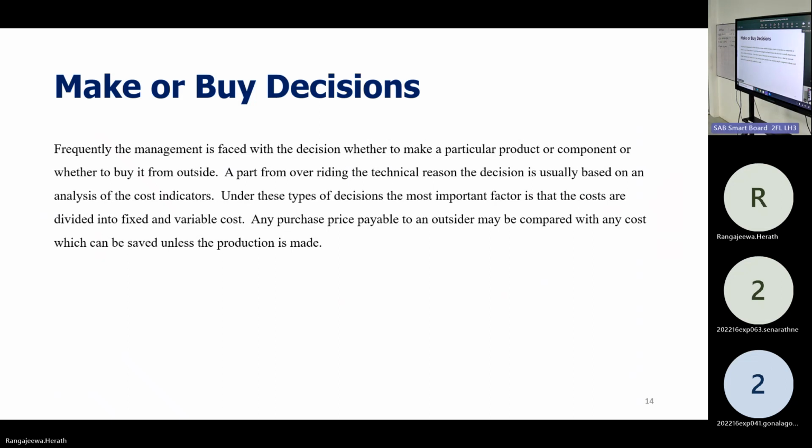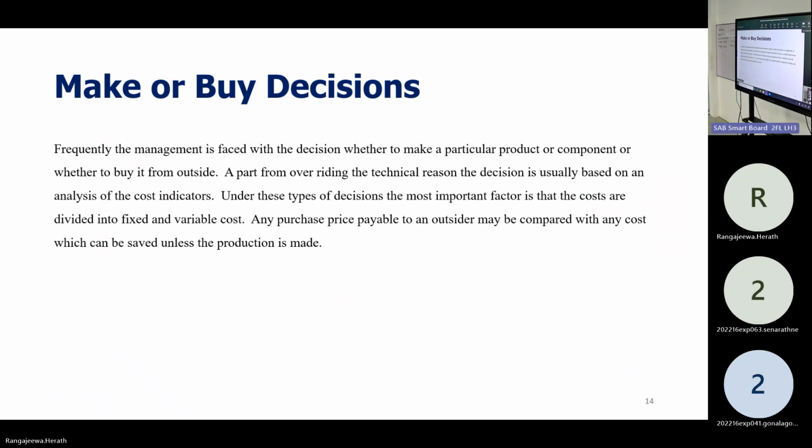Normally you have to consider the variable cost of making and the external purchase price. But in addition to that, when you are making, there may be opportunity cost. If you are utilizing the full capacity, or some of the restricted resources like labor hours or machine hours, there may be a loss of contribution because you have to reduce the other product. You have to take that into consideration.